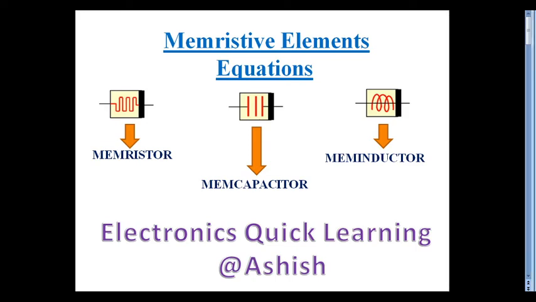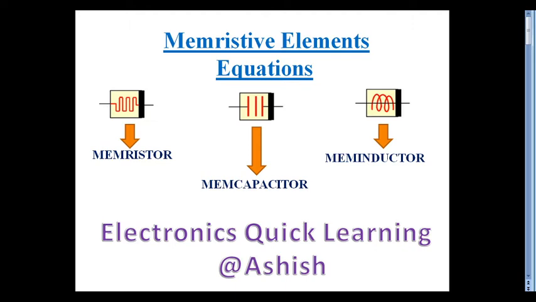Memristive elements and its equations. Professor Leon Chua developed three memory elements. They look like resistor, capacitor and inductor, but they have the famous property that they have some memory in addition to the traditional capacitor, resistor and inductor.